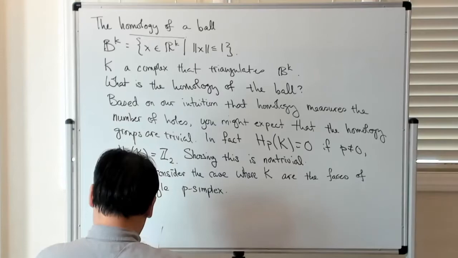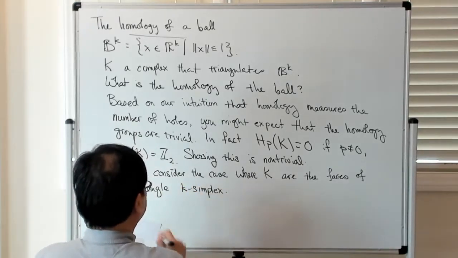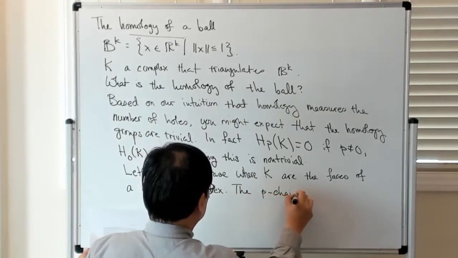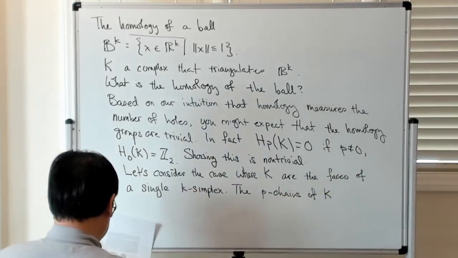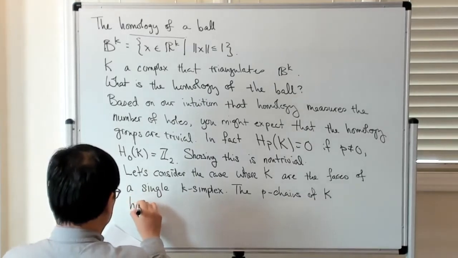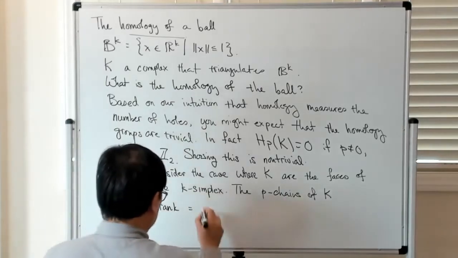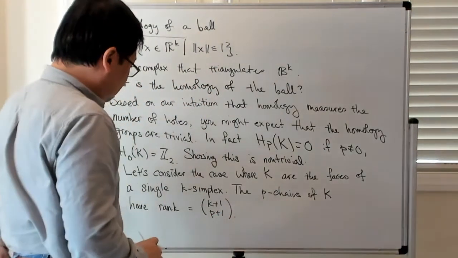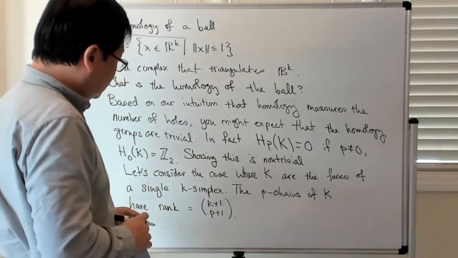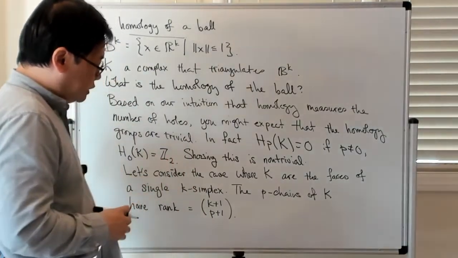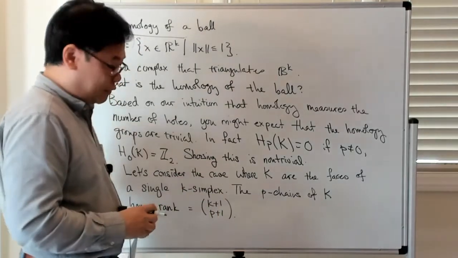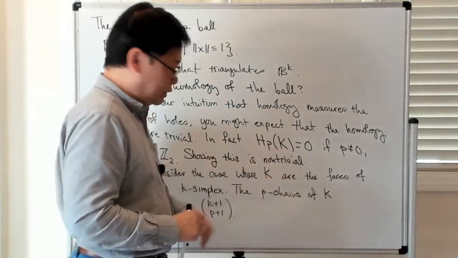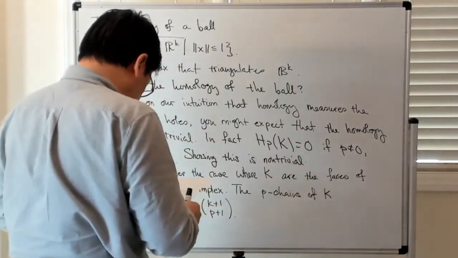I'm sorry, K simplex. So the P chains of K have rank equal to (K+1 choose P+1). This just follows from the fact that when you have a single K simplex, there are K+1 vertices. If you want to look at all possible P simplices of this, you get to choose P+1 out of these K+1 vertices. And that would be a distinct P-dimensional face of the single K simplex.